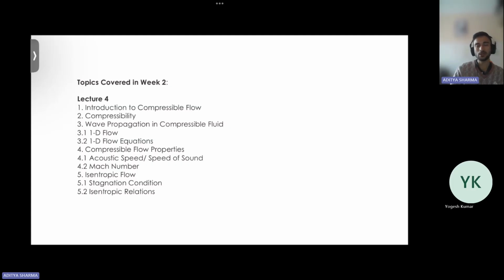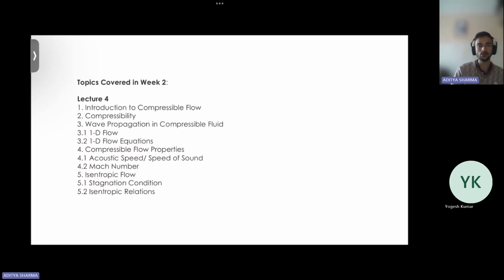The second topic in lecture 4 was compressibility. Two types of compressibilities were also discussed. I believe it was isothermal compressibility and isentropic compressibility, and there were a few formulae related to those two topics. Basically, we are trying to define compressibility, what types of compressibilities there are, and the situations where there is compressibility.